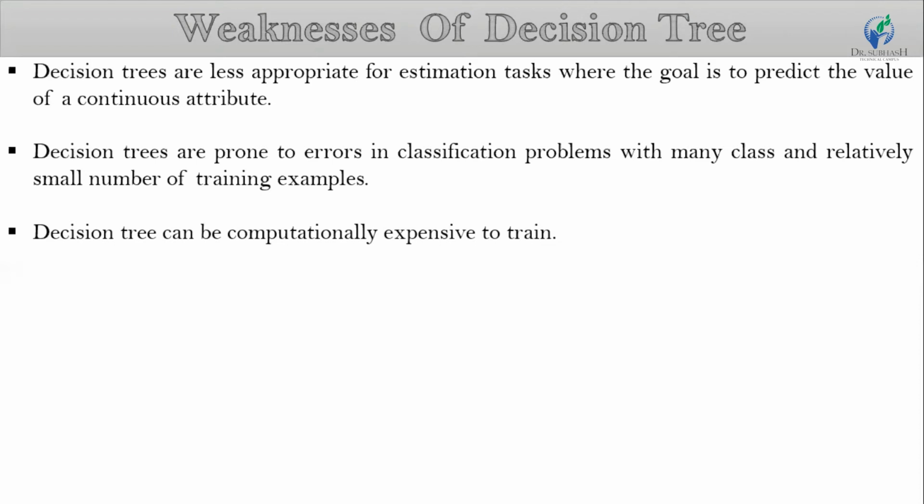tree is computationally expensive. At each node, each candidate splitting field must be sorted before its best split can be found. In some algorithms, combinations of fields are used and a search must be made for optimal combining weights. Pruning algorithms can also be expensive since many candidate subtrees must be formed and compared. So this way we have seen how decision trees are generated. We can also see the ID3 algorithm, and the strengths and weaknesses of decision trees.